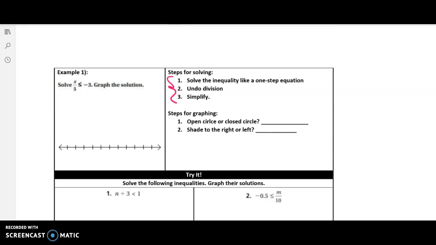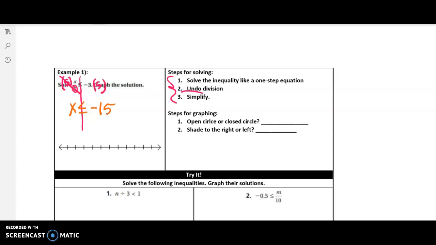So using these steps, let's solve example 1. So I'm going to draw my line down the inequality. Right now, I have x divided by 5. So to get rid of 5, I'm going to undo it by multiplying. So I'm going to multiply by 5 on both sides. These cancel, and that leaves us with just an x on that side. We keep our inequality the same, and then negative 3 times 5 gives us negative 15.